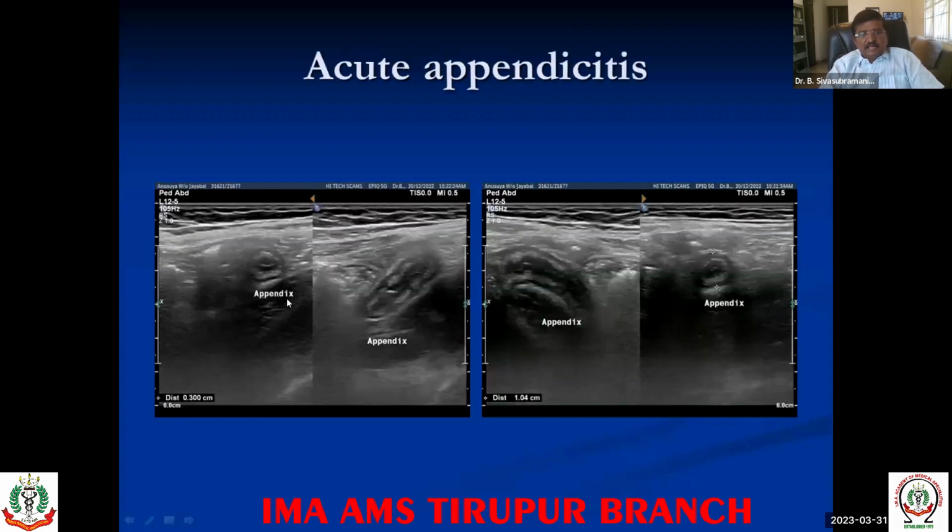So sometimes, rarely, you have an appendix which is quite thickened here. You can see the appendix very much thickened, and you can see an appendicolith also within the thickened appendix. So this is a very classical appearance of acute appendicitis. Usually appendicitis patients generally present with pain and vomiting. Sometimes they also have fever. So this was a case of acute appendicitis.